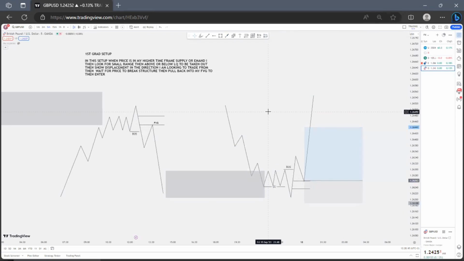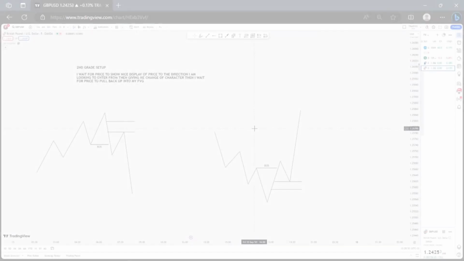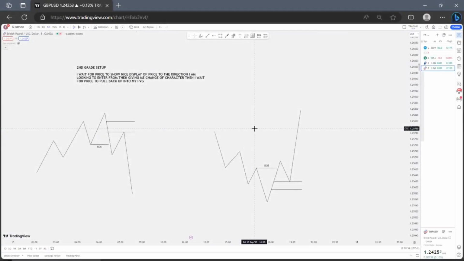So now let's just dive into our second grade setup. All right, guys. So now this is what we call our second grade setup. It's pretty much simple as well. I wait for price to show a nice display of price action in the direction I am looking to enter from, then giving me a change of character. Then I wait for price to pull back into my fair value gap.